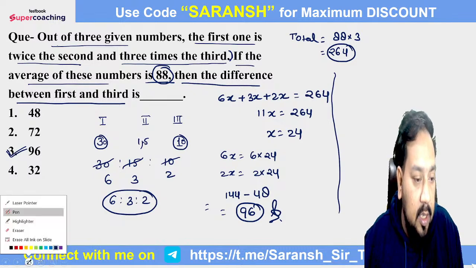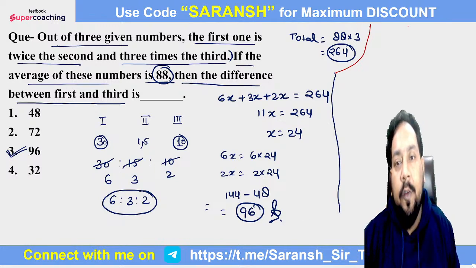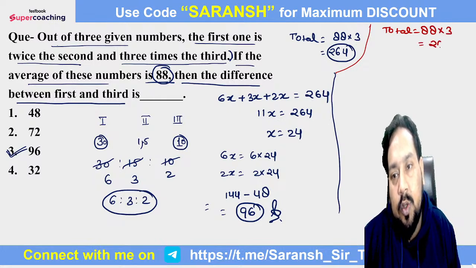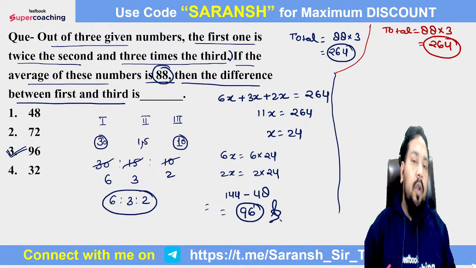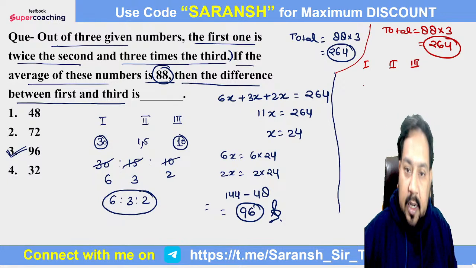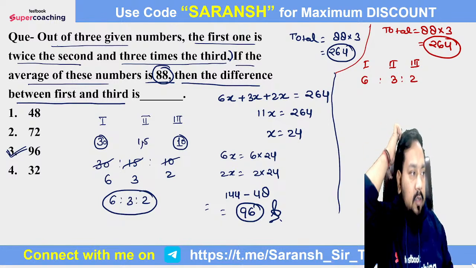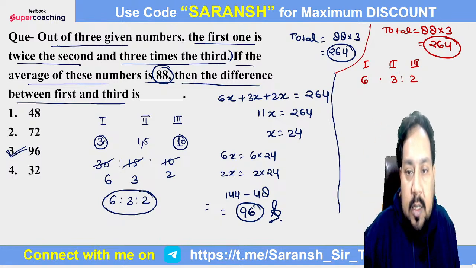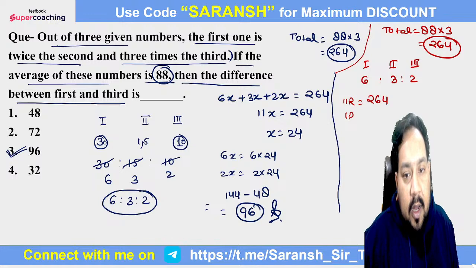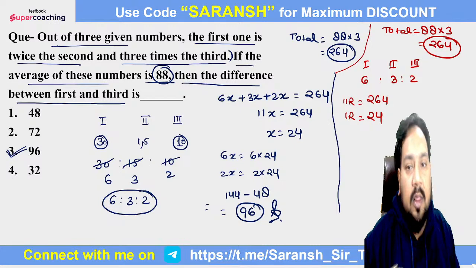Okay, now see the logic. We know that the total will be 88 into 3, that is 264. This 264 is divided how? First, second, third. We created the ratio already, 6 ratio 3 ratio 2. Up to this you will do like this. Now see, 6 3 2, that is 11 ratio is 264. 1 ratio will be what? 24.